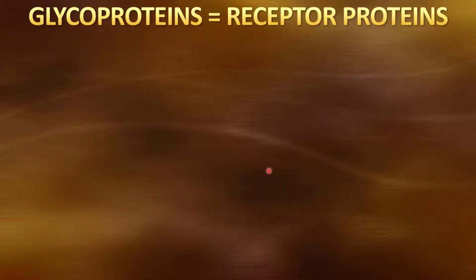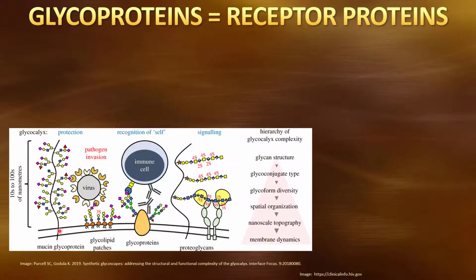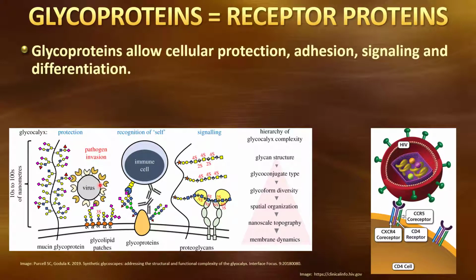Next we have glycoproteins. These are the proteins that are modified by having this carbohydrate there. We can see a variety of different glycoproteins here. They allow cells to recognize one another, signal to one another, and stick to one another. And when we talk about protection, we're looking a lot at the immune response that cells exhibit.